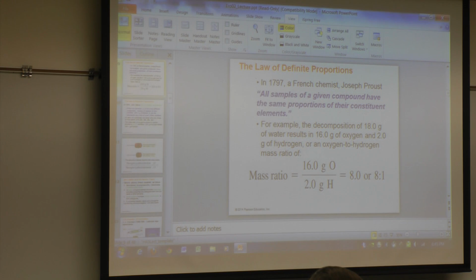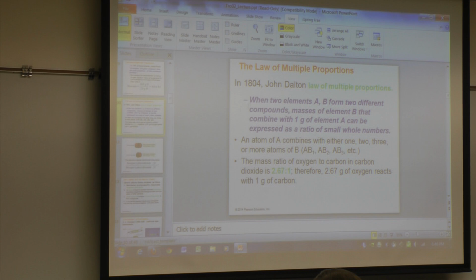So you always come up with an oxygen to hydrogen mass ratio of 16 grams of oxygen with 2 grams of hydrogen, or 8:1. So that is what's referred to as the law of definite proportions. It always combines or decomposes specifically in a definite way.